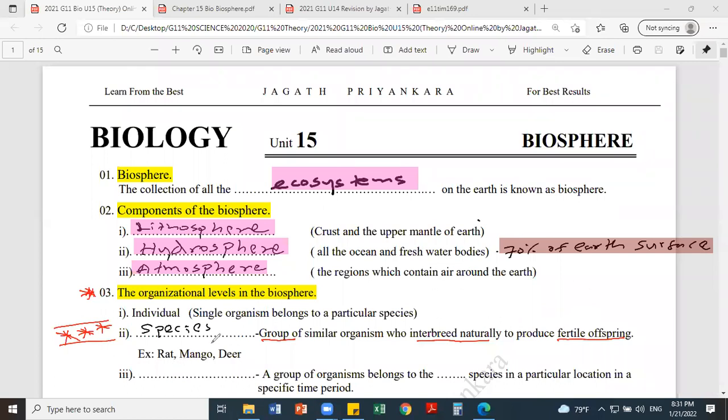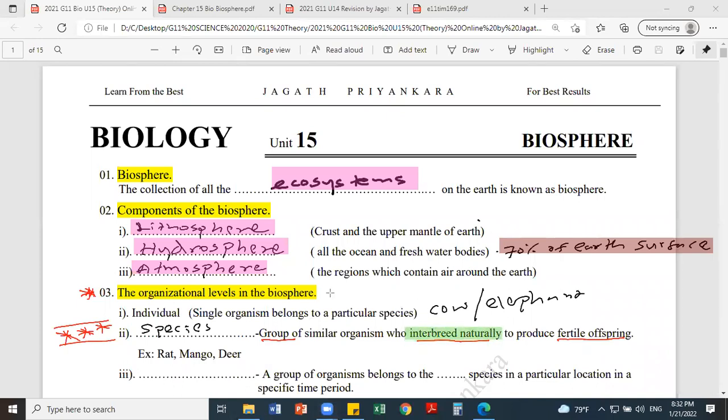Example, can you put cow and elephant into the same species? Can't. Why? Why can't we put cow and elephant into the same species? Can you cross cow and elephant? Can't. Cat and dog, can you cross? Can't. Interbreed means they should be able to reproduce naturally. Do you understand the meaning of this word, interbreed naturally?